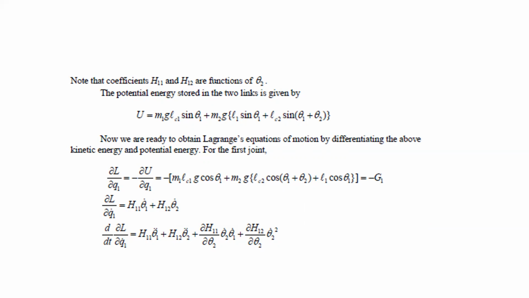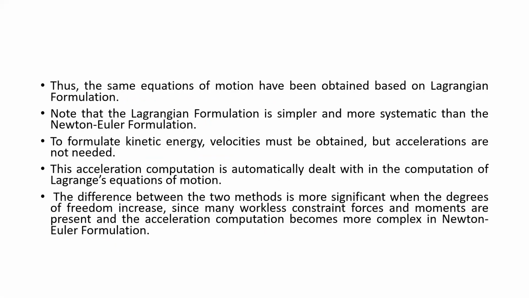Now dou L by dou q1 dash is equal to H11 theta 1 dash plus H12 theta 2 dash. So differentiating this, d by dt of dou L by dou q1 dash is equal to H11 theta 1 double dash plus H12 theta 2 double dash plus dou H11 by dou theta 2 into theta 2 dash theta 1 dash plus dou H12 by dou theta 2 theta 2 dash squared. Thus the same equation of motion has been obtained based on the Lagrangian formulation.